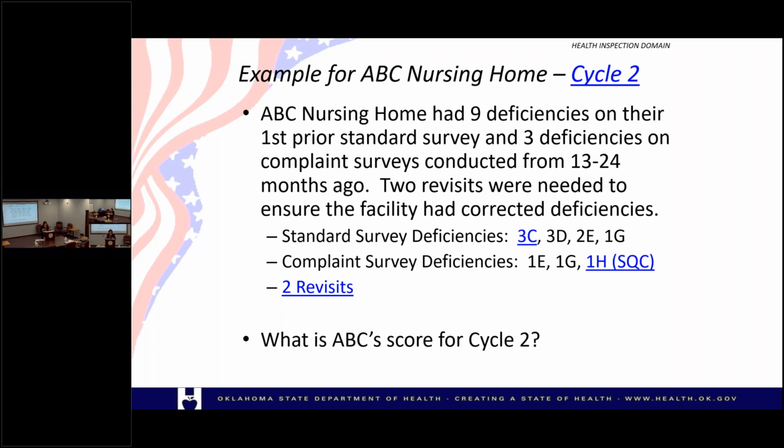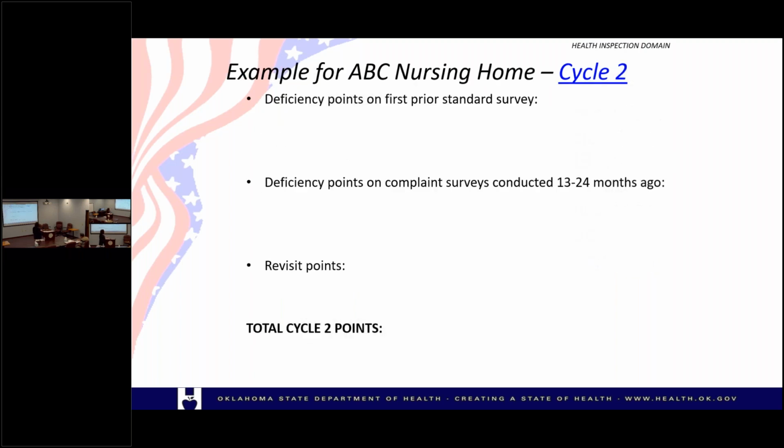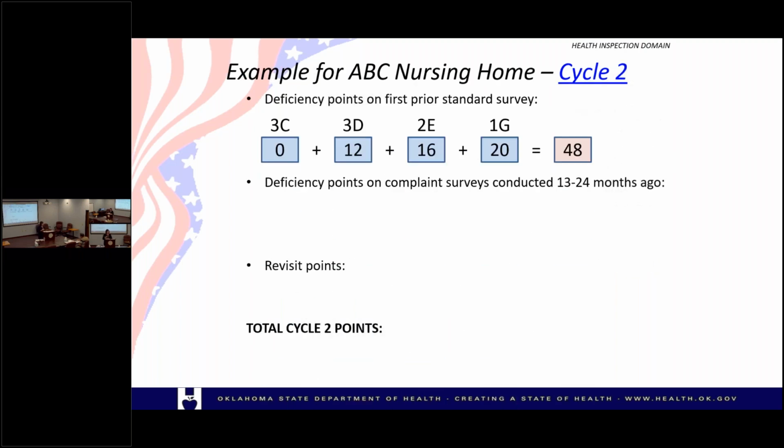Yes. And then 3 Ds, how many points? 12. Correct. 2 Es, 16, and 1 G. 20. Correct. So all of that added together equals 48 total points.